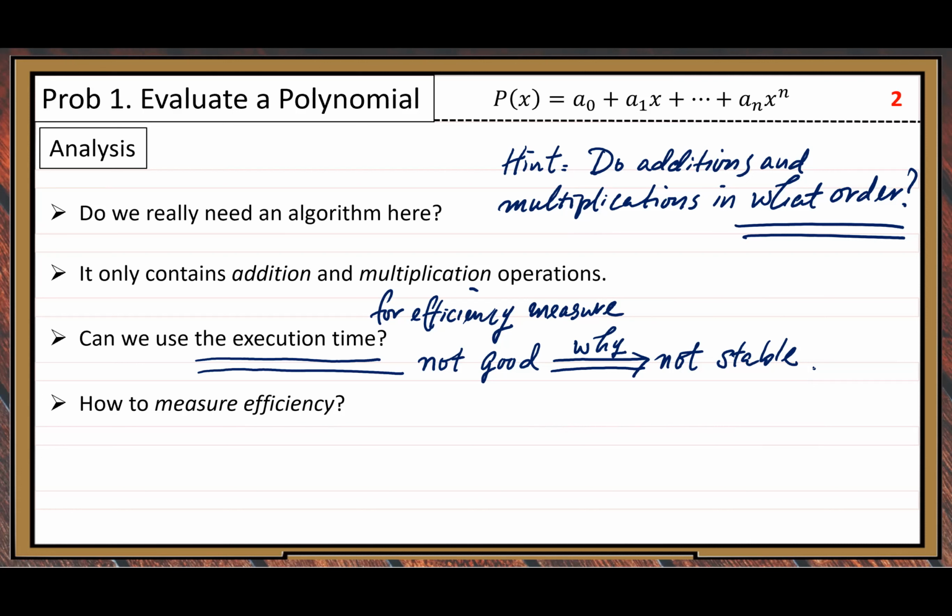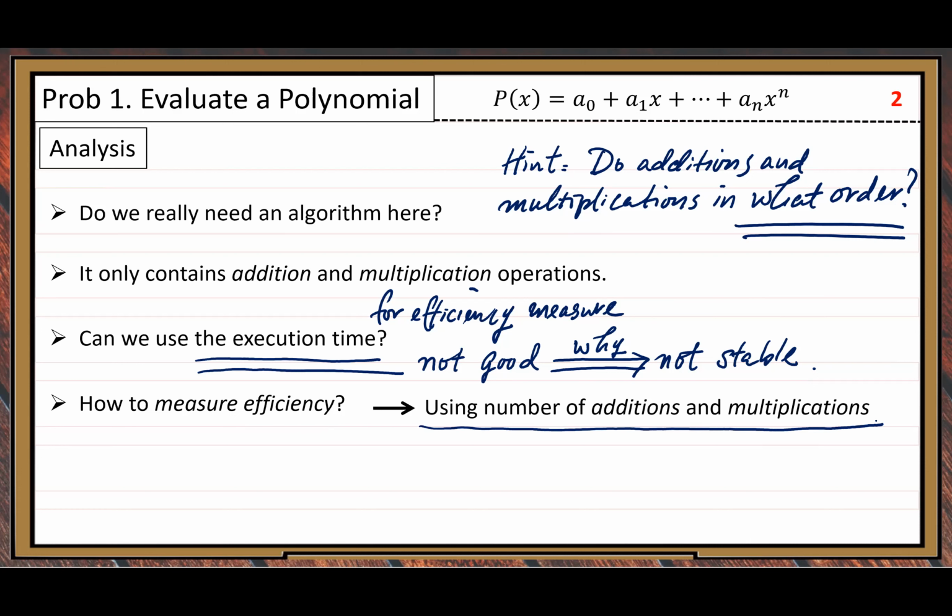We would like to find a stable measure. No matter whether you use super computing resources or just ordinary simple computing resources, the measure should be the same. Very stable. Then a good choice is using the number of additions and multiplications. That is stable, right? When you use a supercomputer with a lot of computing resources, when you count the number of additions and multiplications, you get the same number as when you implement it on the ordinary PC. So it's a stable measure.